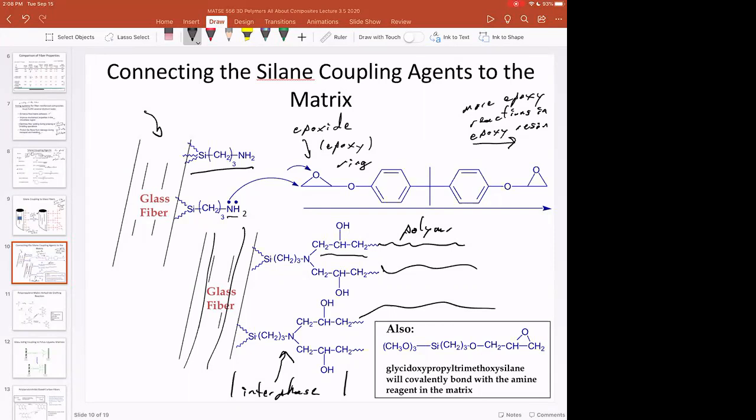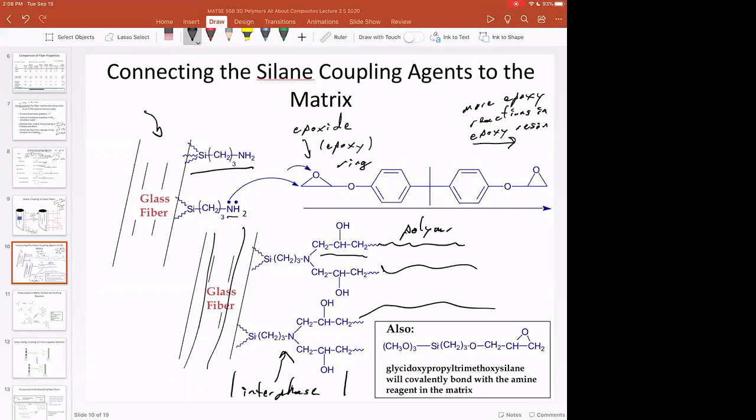Yeah, I have a question. Go ahead. So can you actually fine tune the final property of the composite by tuning the amount of coupling agent that you use? Like if you use less coupling agent, is it going to make the material softer, or is it just going to make it worse?